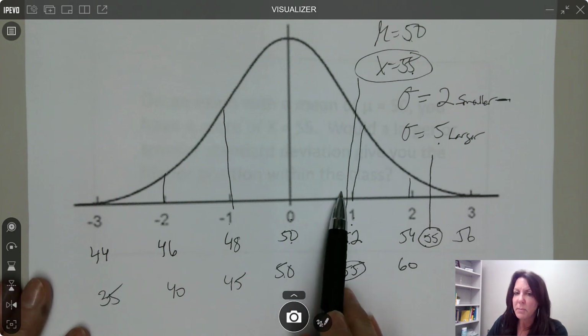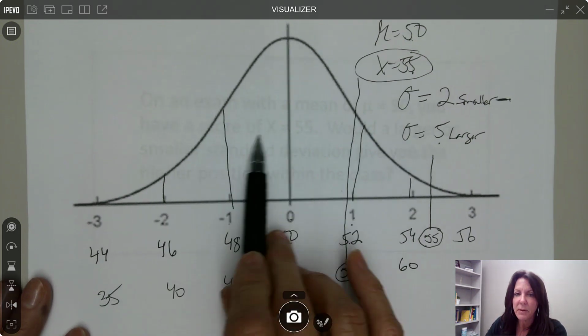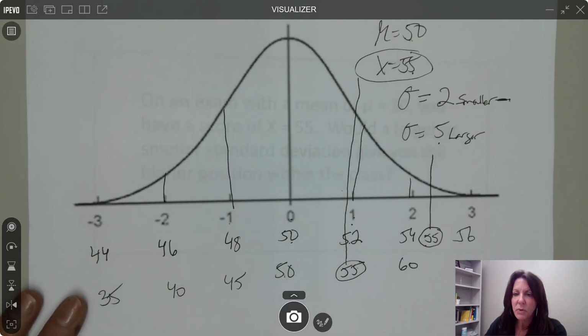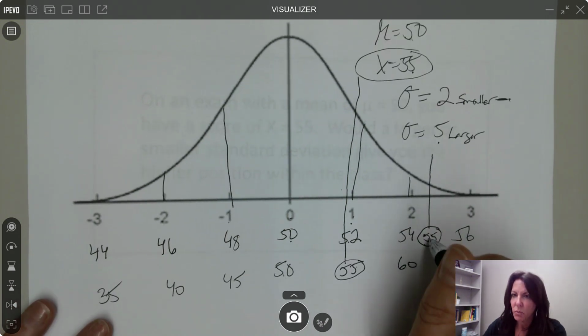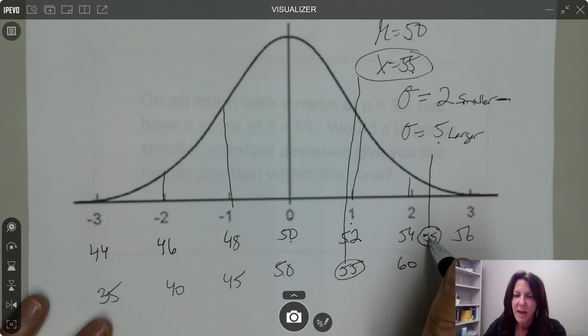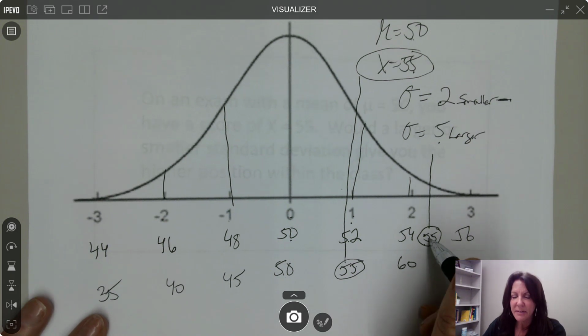And now I'm doing better than this amount of people. So it's really clear to see that I did better when my standard deviation was smaller. Now, is that always going to be the case? It's not always going to be the case.